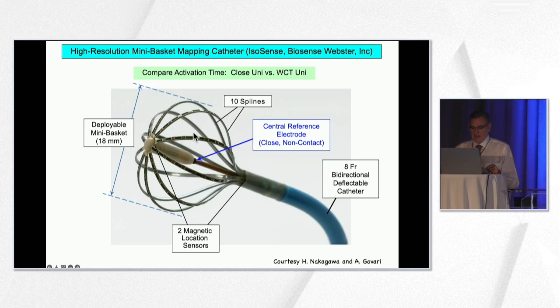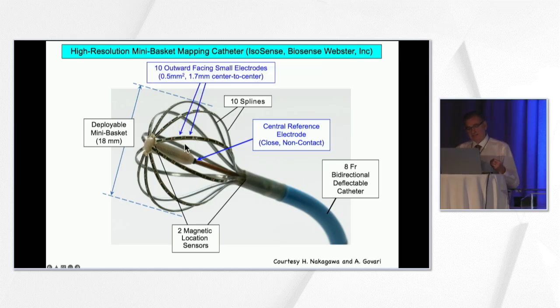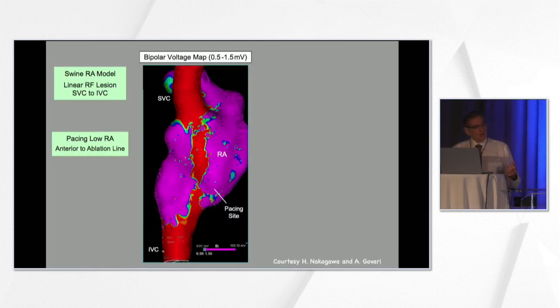It's a mini basket catheter that has 10 splines with 10 tiny outward-facing electrodes. The preclinical model that was used is a canine right atrial model, where a linear RF lesion was created between the superior vena cava and the inferior vena cava to get some abnormal electrograms, sometimes to leave a gap. It's kind of a lovely model, and pacing is from the low anterior side of that line.